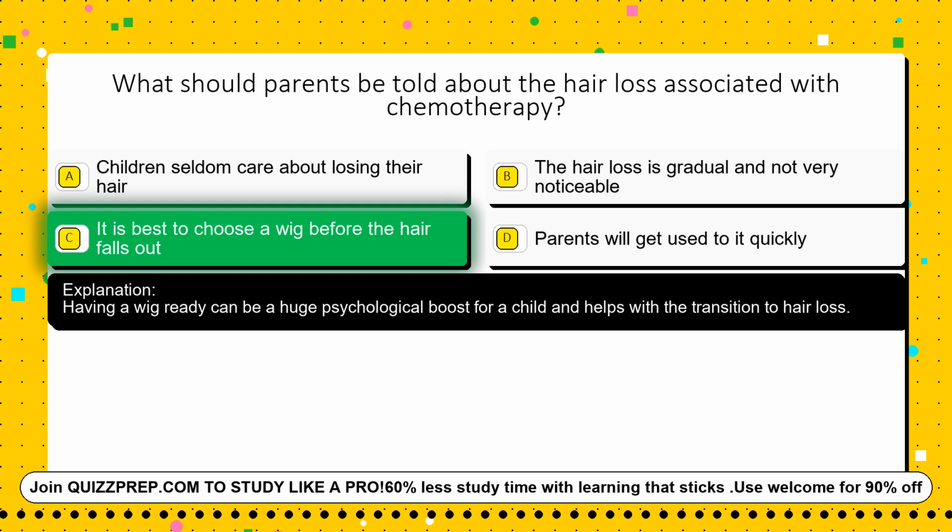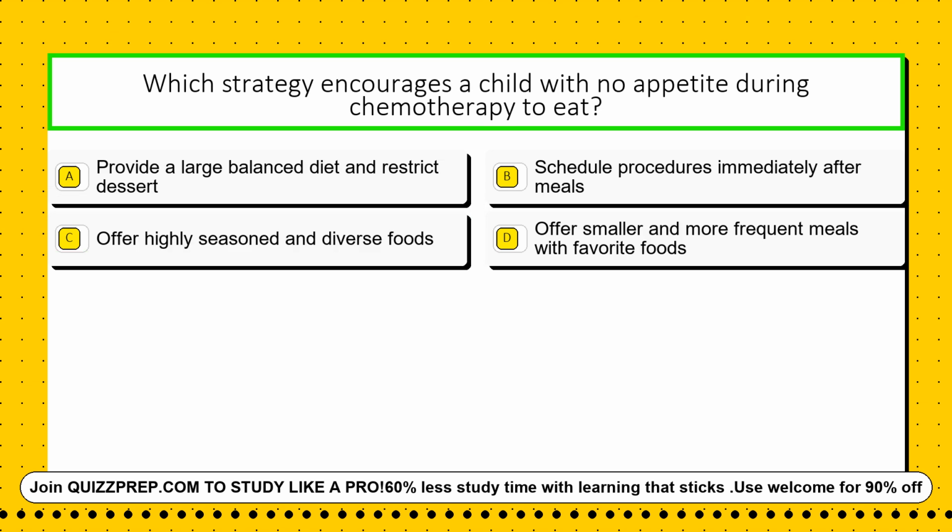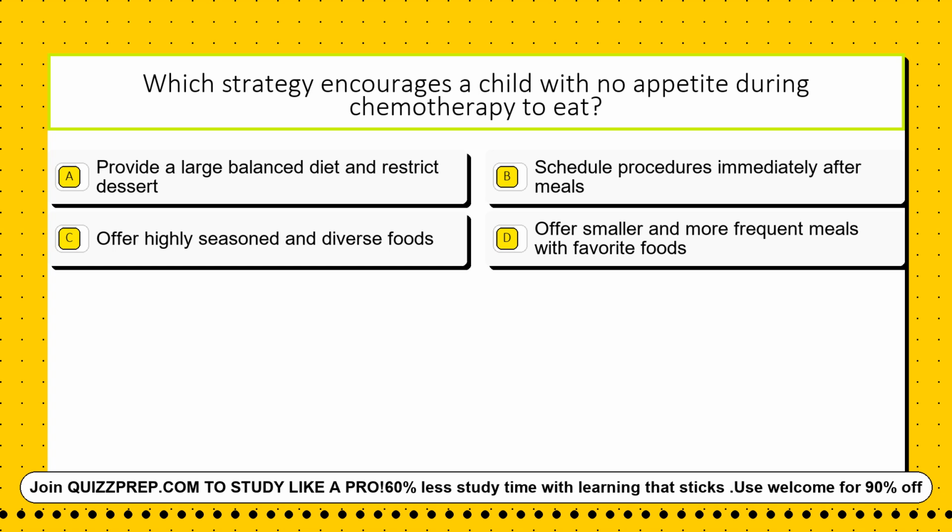Question 101. Which strategy encourages a child with no appetite during chemotherapy to eat? Option A. Provide a large balanced diet and restrict dessert. Option B. Schedule procedures immediately after meals. Option C. Offer highly seasoned and diverse foods. Option D. Offer smaller and more frequent meals with favorite foods.